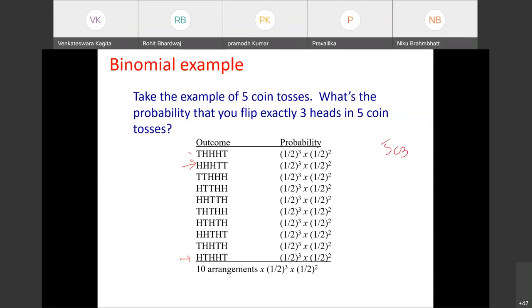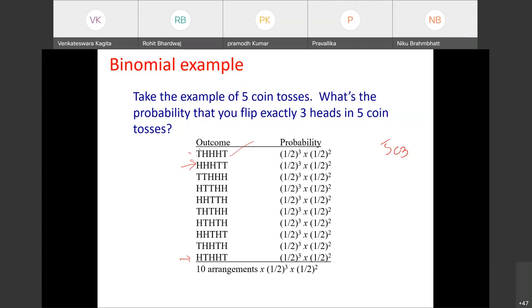5C3 is the number of ways you can arrange 3 heads out of 5 outcomes, isn't it? Agree? 5C3 number of times. Right, and what is the probability of this? The probability of this is the individual probabilities multiplied together, as they are independent of one another.